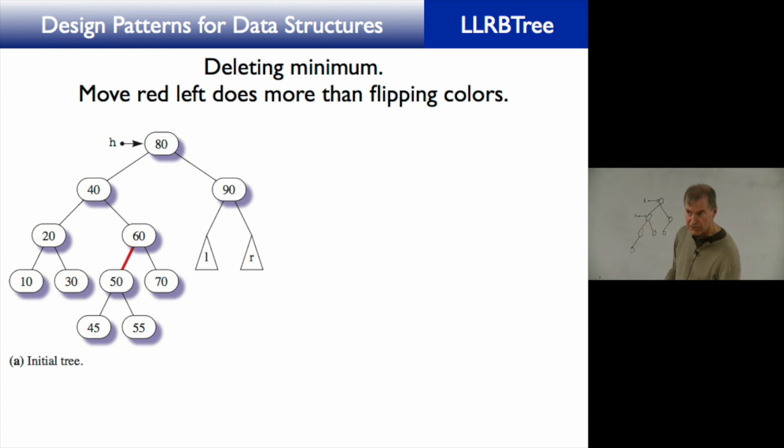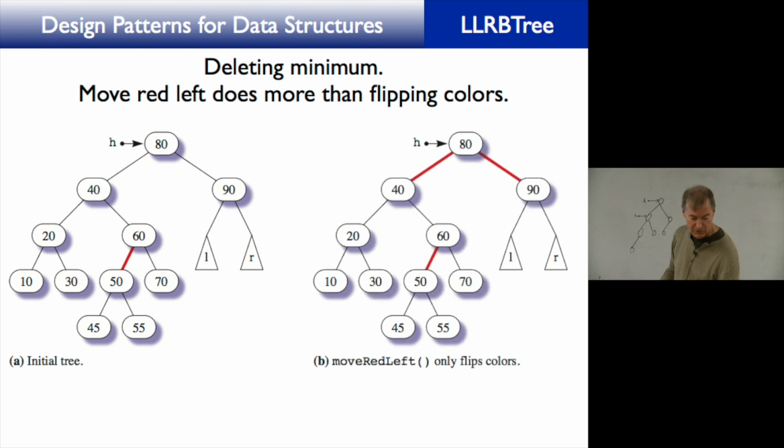We flip colors, right? Are you with me? So in move red left, it actually flips the colors. Here in part B, it says move red left only flips the colors. It only flips the colors. And now what happens? H goes down to the 40, right? Now are there two left blacks in a row at 40? Yes. From 40 to 20 is black. From 20 to 10 is black.